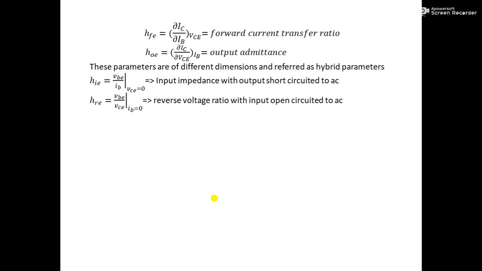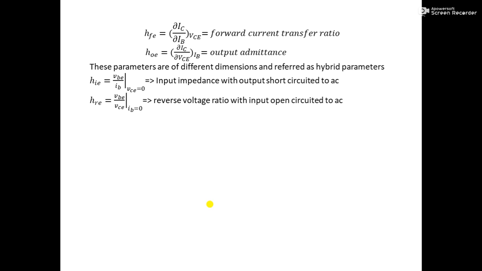Constant VCE means the AC voltage at the output terminal is equal to 0, that is, the output load is short circuited to AC. A large capacitance may be connected across the output terminals. A constant IB means the AC IB is equal to 0, that is, the input terminal is open circuited and a large resistance is connected to the input terminal.